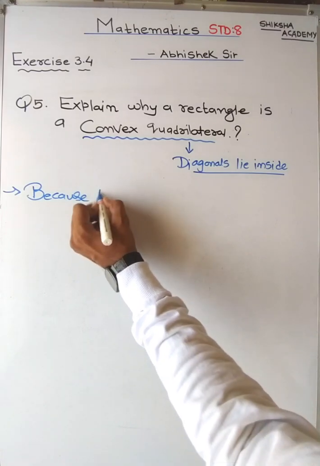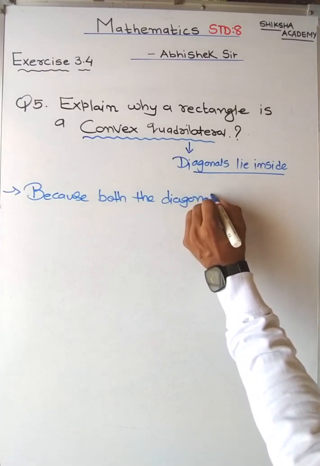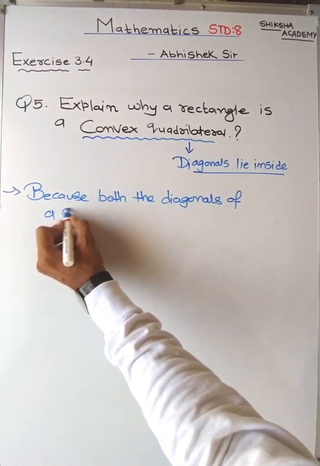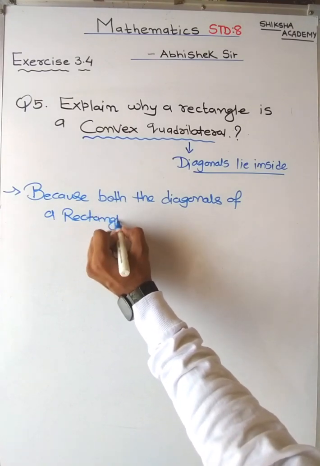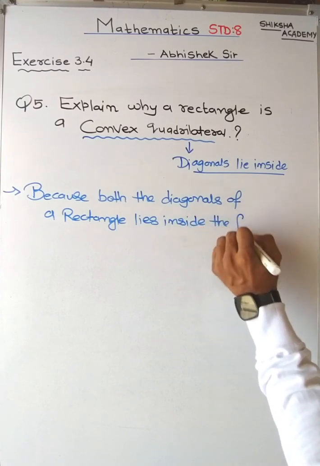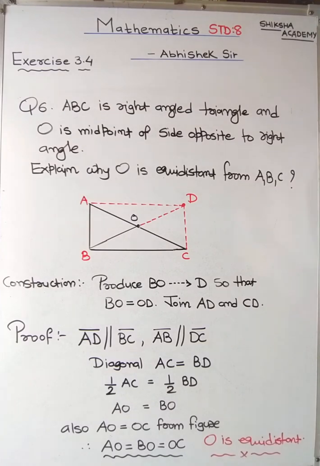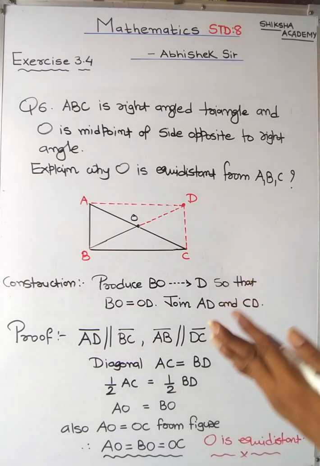Because both the diagonals of a rectangle lie inside the figure. That is why it is a convex quadrilateral. Clear? Now moving on to the last question. This question is a type of proof, so I guess in 8th standard proof questions won't be important for exam. Still, for completion of this chapter and exercise, let me explain you this question.